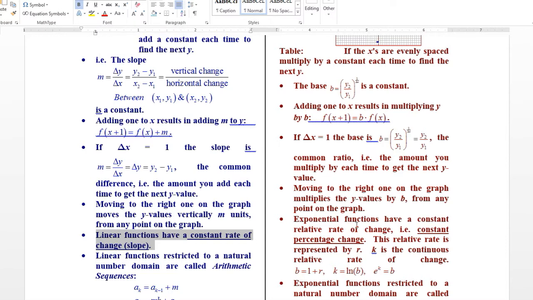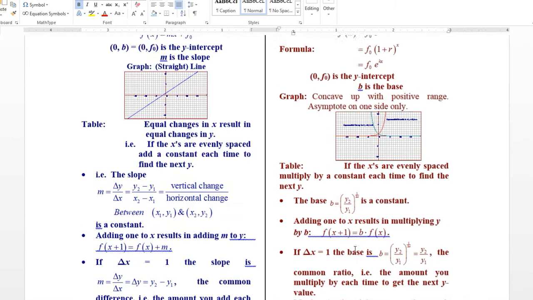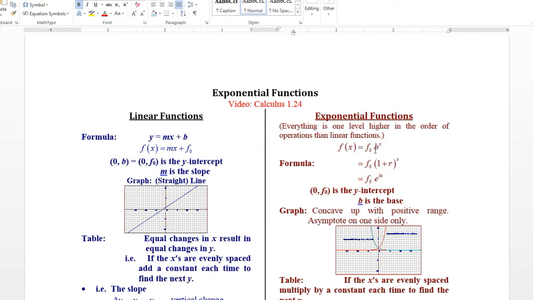And the most important thing you should remember about exponential functions is they have a constant relative rate of change. That is a constant percentage change. This periodic rate is represented by r. K is the continuous relative rate of change. And the relationship between the k and the r and the b up here, I think you can see: b equals 1 plus r.